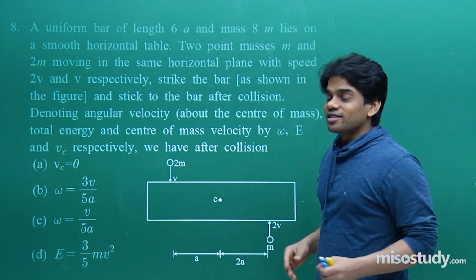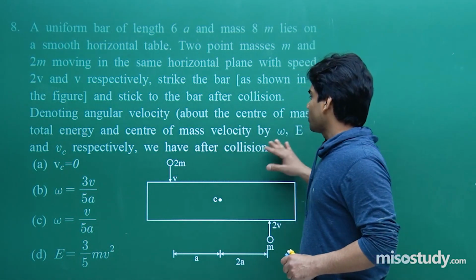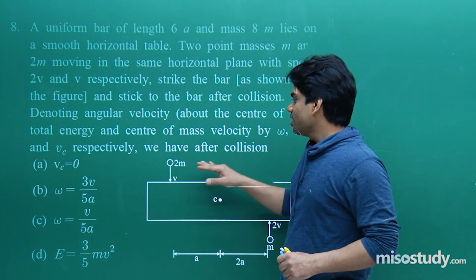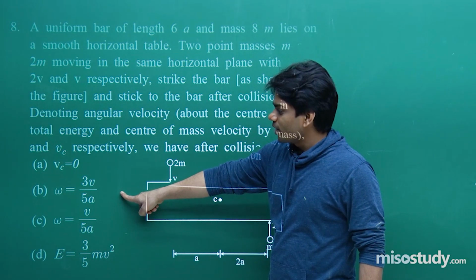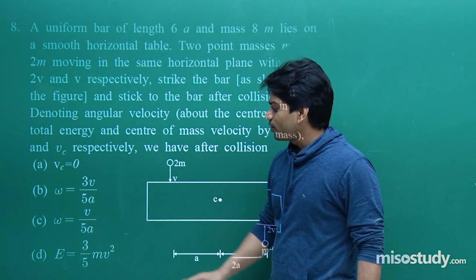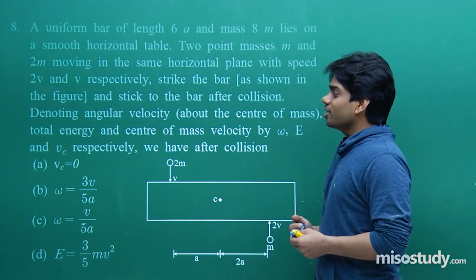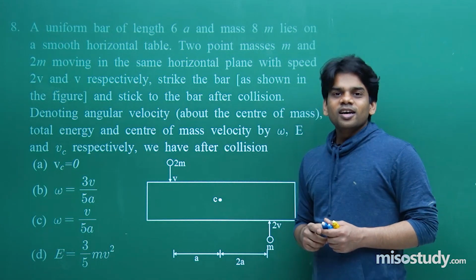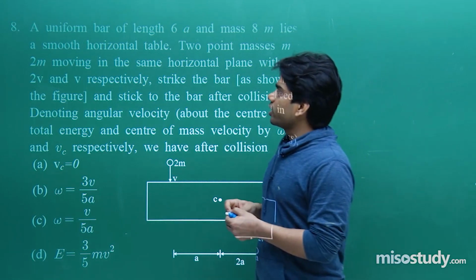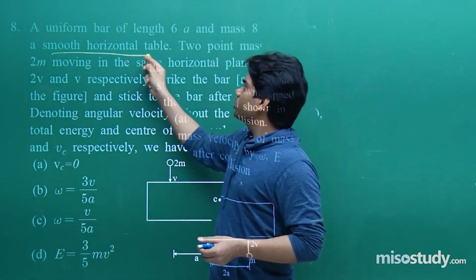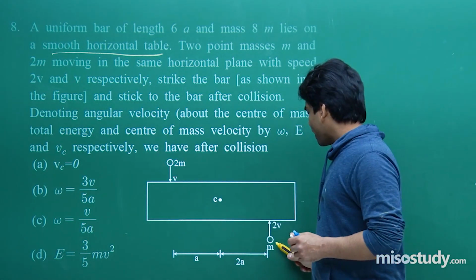That means the case of inelastic collision. Denoting angular velocity about the center of mass, total energy and center of mass velocity by omega, E and Vc respectively, we have after collision velocity of center of mass equal to 0, omega equal to 3v by 5a, omega equal to v by 5a, and E equal to 3 by 5 mv square. So you have to check what is the angular velocity, what is the energy, what is the velocity of center of mass. Now see here, since it's lying on a smooth horizontal table, this point is important. Seems simple, but a smooth horizontal table means no external force will be acting on the system of 2m and m on this plank.